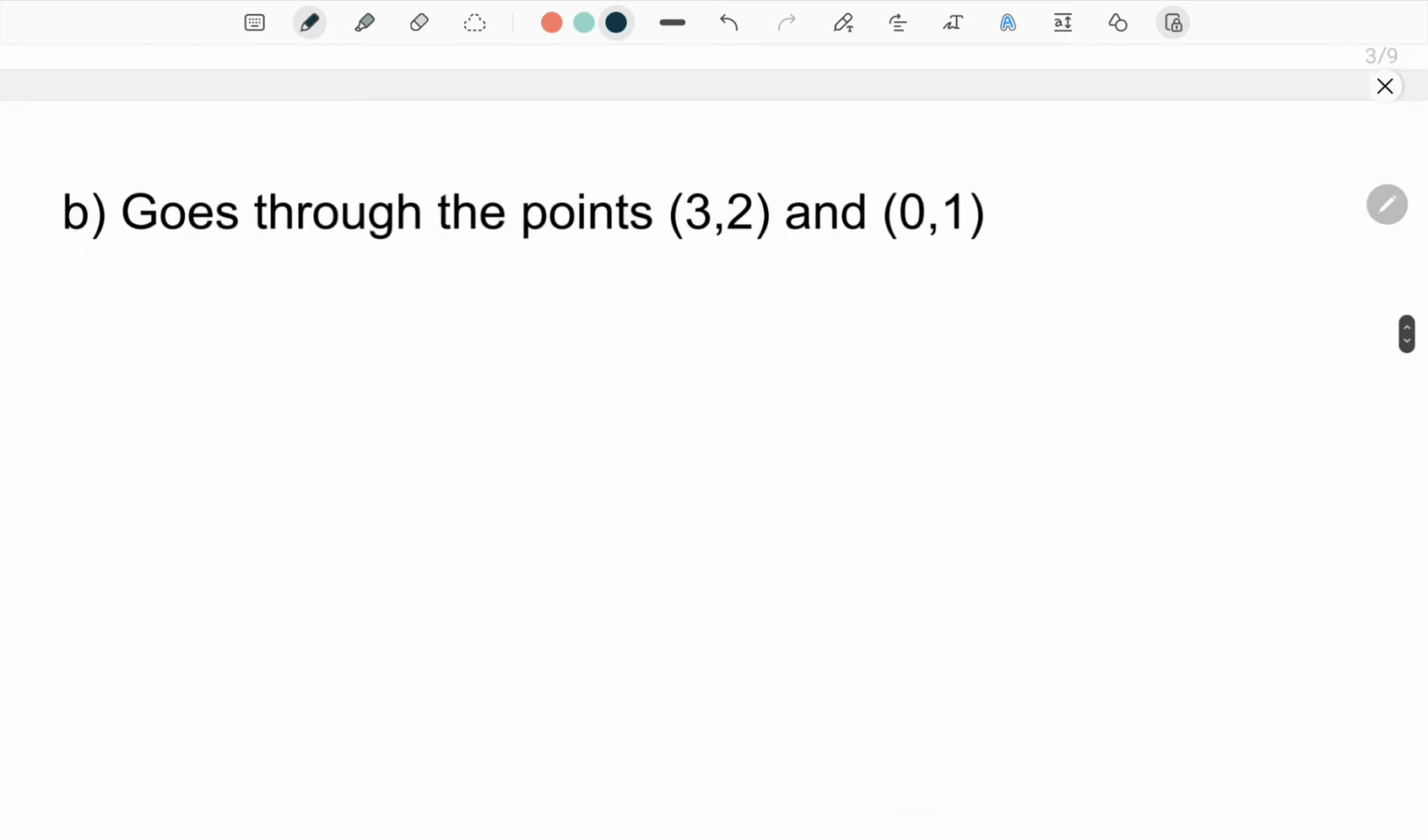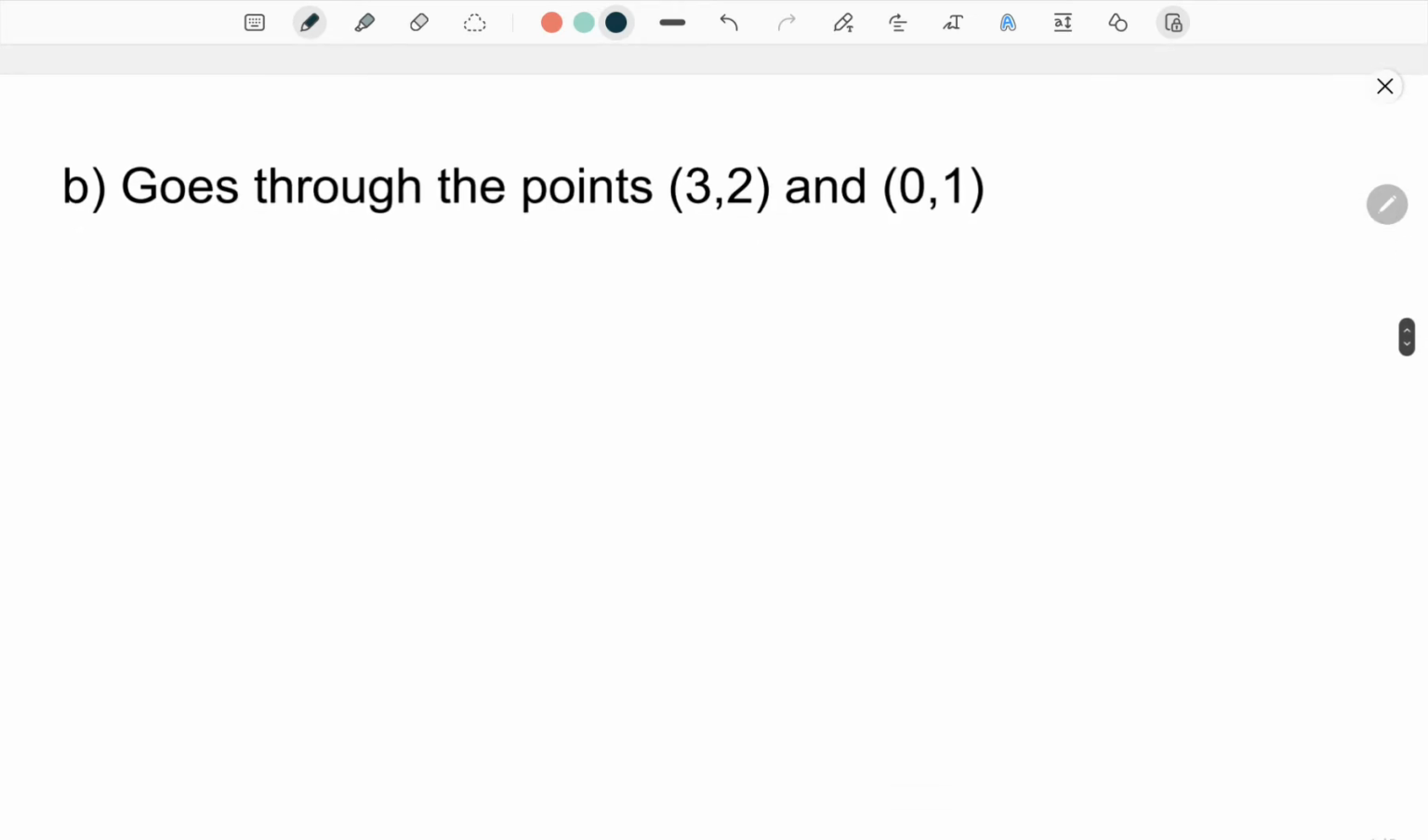All right, what about the following? What if we were just given 2 points? How do we actually get the equation of the line? Well, we still want to go through and use y equals mx plus b. We just need to figure out what's m and what's b. So step 1, let's figure out the slope. So we're saying we're going through these 2 points, (3, 2) and (0, 1).